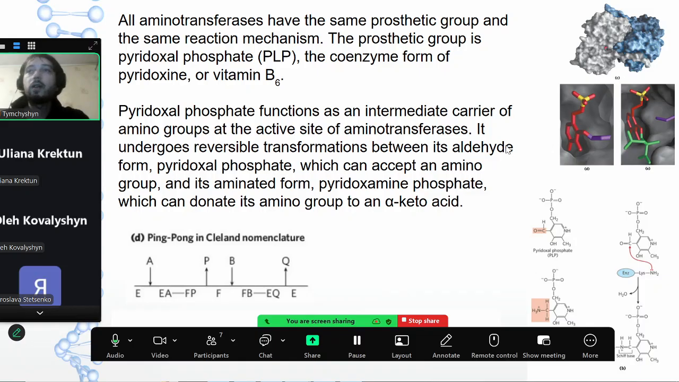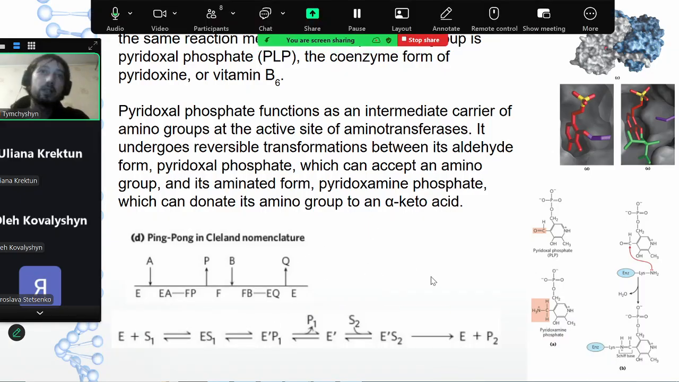So here you see this sort of mechanism. All aminotransferases have the same prosthetic group, the PLP. The coenzyme form is vitamin B6, so vitamin B6 is needed for that. The pyridoxal phosphate functions as an intermediate carrier of amino groups at the active sites of aminotransferases. So you know that the reaction can go here or there, so delta G is almost zero, so it just keeps that nitrogen atom for some time until the next chemical comes to get rid of it.